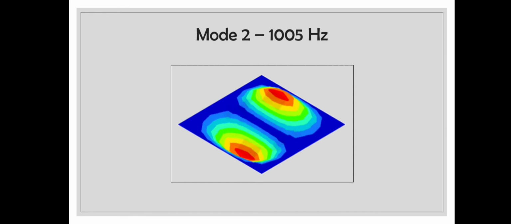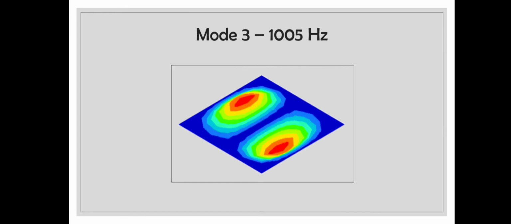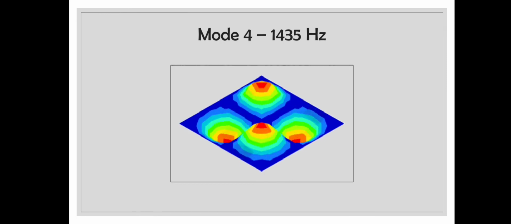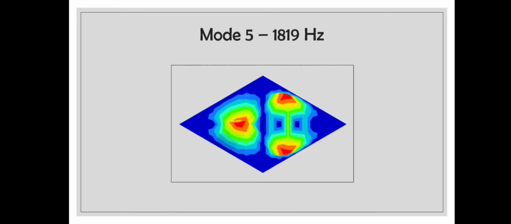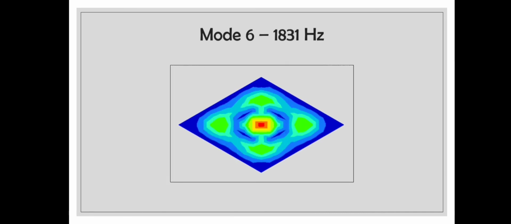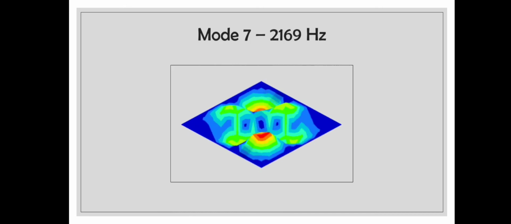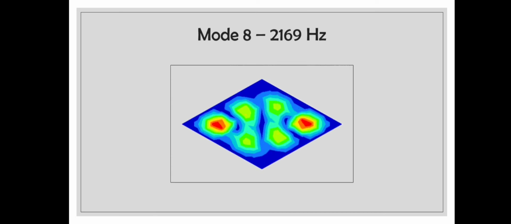This is the second mode at 1005 Hz. Third mode, again at 1005 Hz. Fourth mode at 1435 Hz. Fifth mode at 1819 Hz. Sixth mode at 1831 Hz. Seventh mode at 2169 Hz. And finally, 8th mode at 2169 Hz.